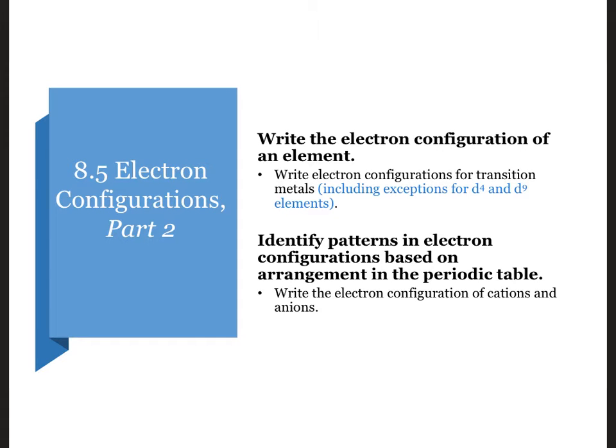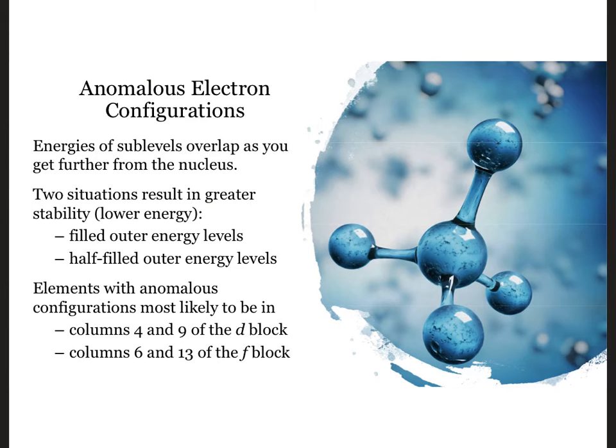In the second part of section 8.5, we're going to talk about exceptions to the rule when it comes to electron configurations and how to write the electron configurations for ions. Let's begin. As you move further away from the nucleus, the subshell energies begin to overlap, as discussed in part 1 of this lecture. This overlap makes it easier for electrons to move between sublevels, and as a result, electrons will sometimes deviate from their expected electron configuration in order to achieve a completely filled or half-filled outer energy level.